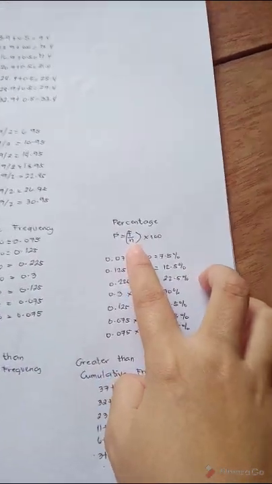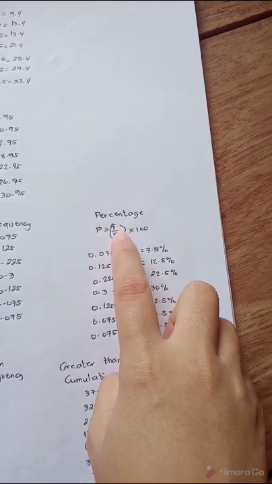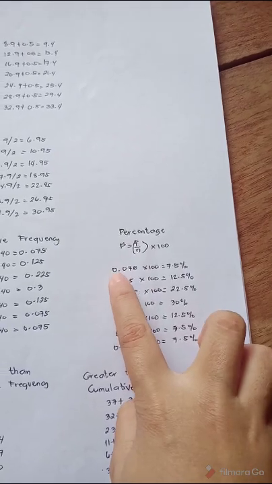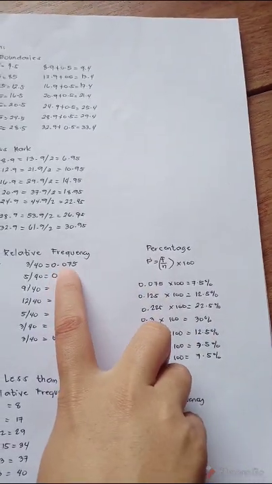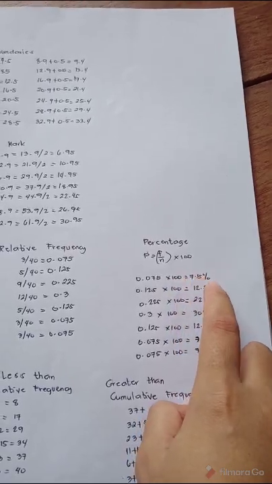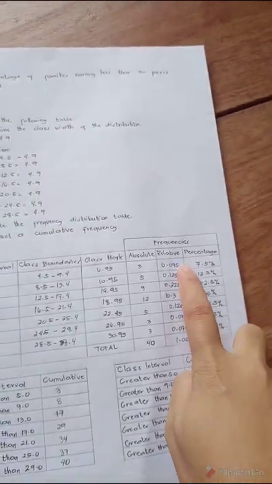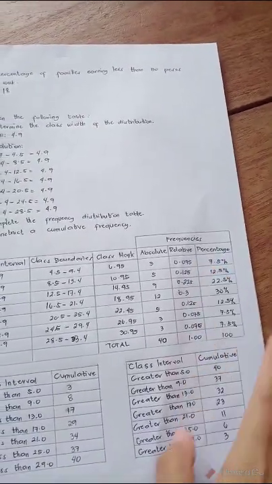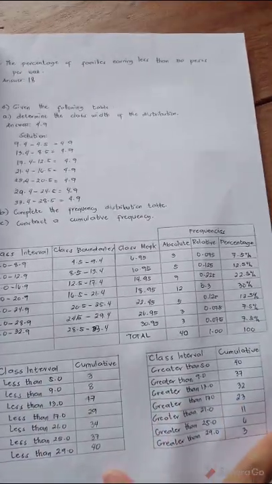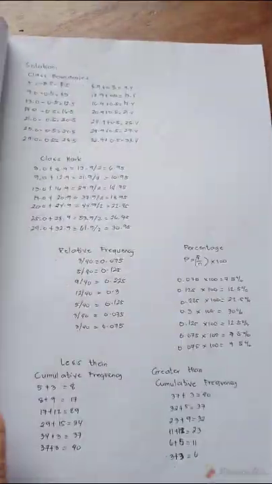For the percentage, the formula is P is equal to F, the frequency, divided by the number, times 100. So 0.075 times 100 is equal to 7.5%. That's how I get my answer here. Then for the less than and greater than cumulative frequency, it is like this.